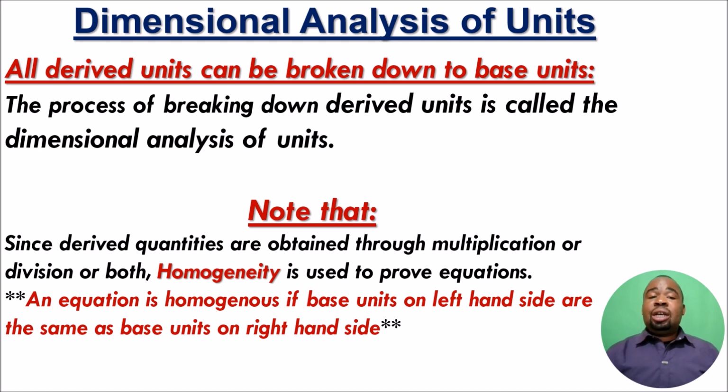Please take note, since derived quantities are obtained through multiplication or division or both, homogeneity is used to prove equations. This is particularly for objective number 2. An equation is homogeneous if the units on the left-hand side are the same as the units on the right-hand side after breaking them down to base units. So let me just take you through an example.